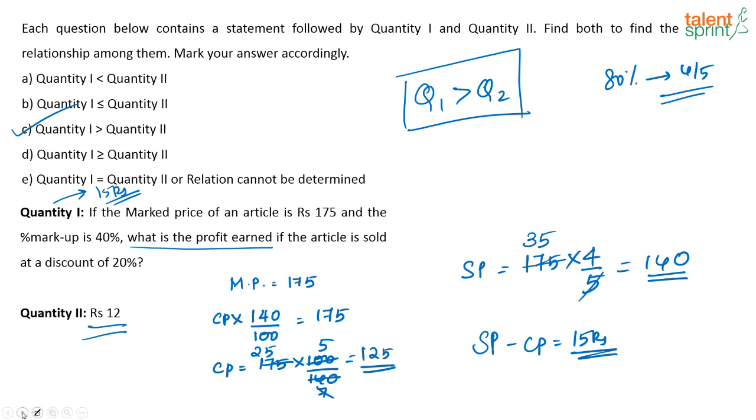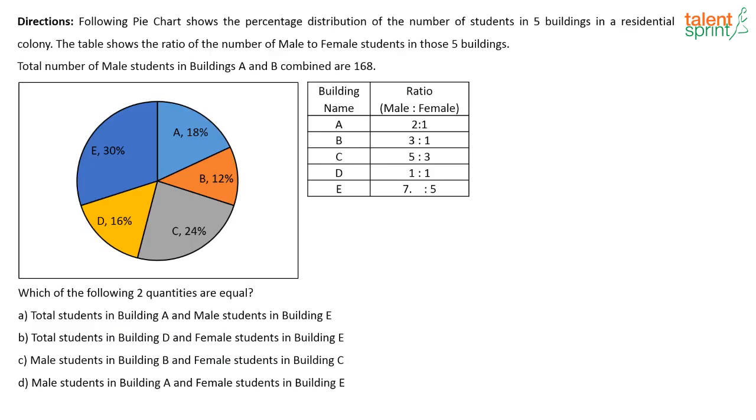Next one. Moving on to the next question. So the next question is on data interpretation, and here there is a pie chart that is given and a table also that is given. Based on this, questions are asked.